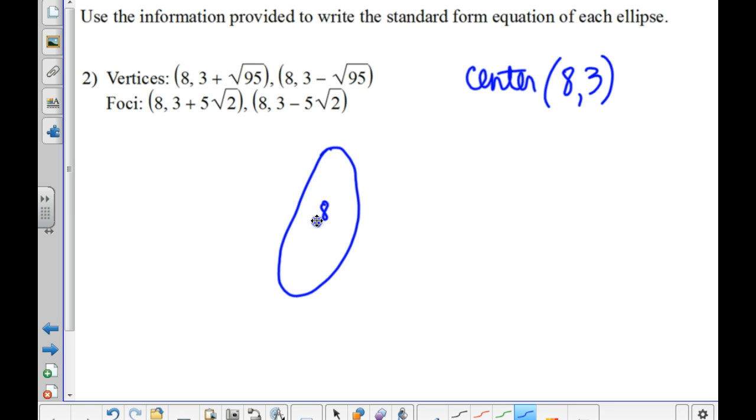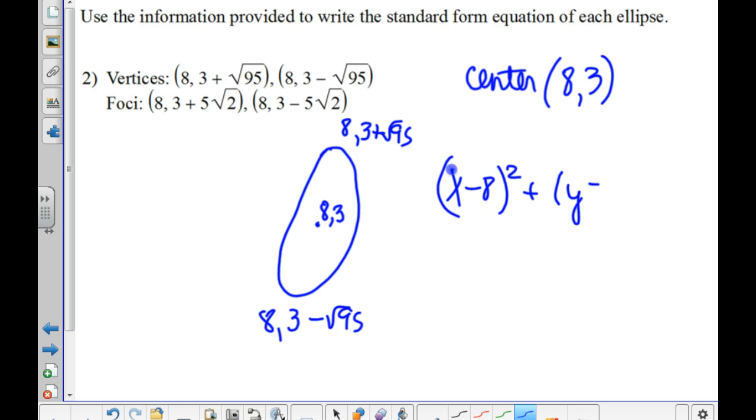But if the center was at (8, 3), and you went up here to 3 plus the square root of 95, and down here to 3 minus the square root of 95, that's crazy. Okay. So that means it's got a bigger number under y. I'm just going to go ahead and write it in this order because I know it's an ellipse with a plus. This entire distance is 2 square roots of 95, right? Square root of 95 in each direction, so this is a 95.